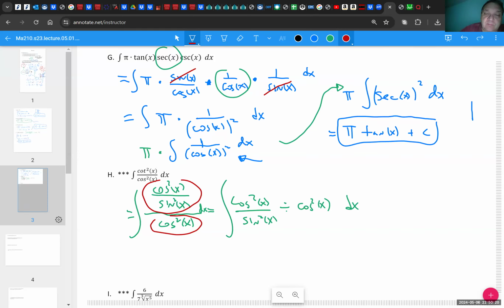Okay. So if I divide by something, that's the same as multiplying by the reciprocal. So I can imagine this over 1, and I get my first thing.